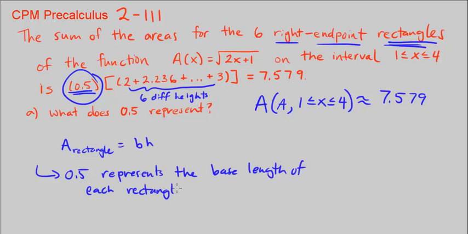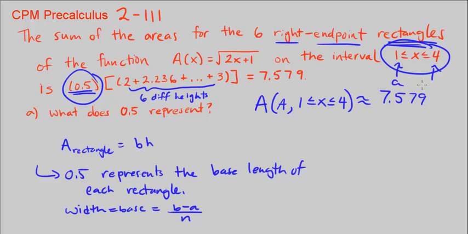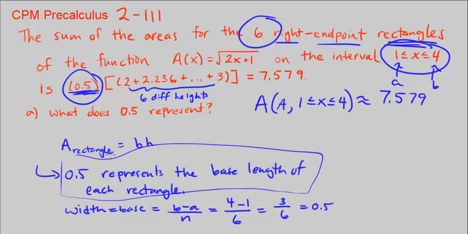rectangle, right? We can also test that because we know the width or the base of each rectangle is equal to b minus a over n. And over here we have the range is a and b as the endpoints. So b is 4, a is 1, and the number of rectangles is 6, so n is equal to 6. And that's equal to 4 minus 1 is 3 over 6 is 0.5. And so right now we know 0.5 represents the base length of each rectangle.